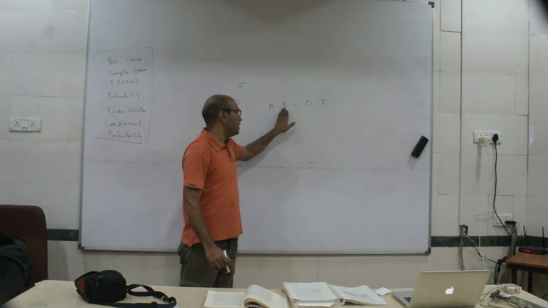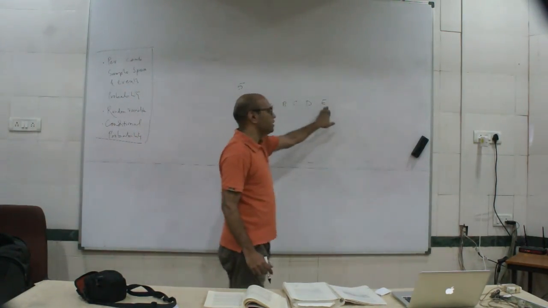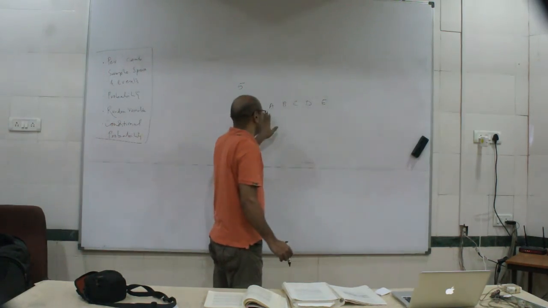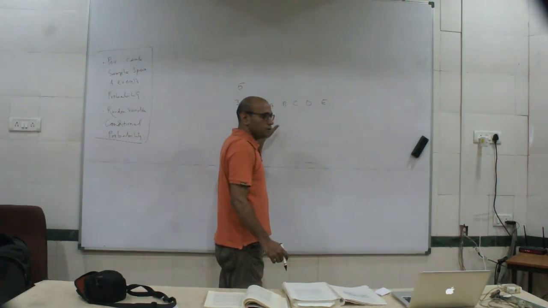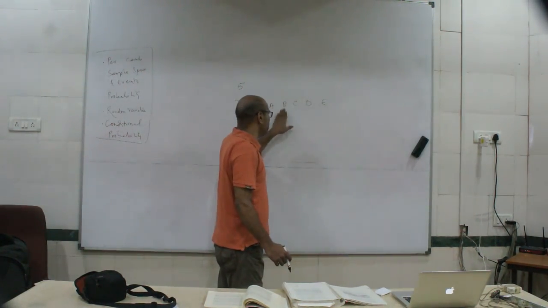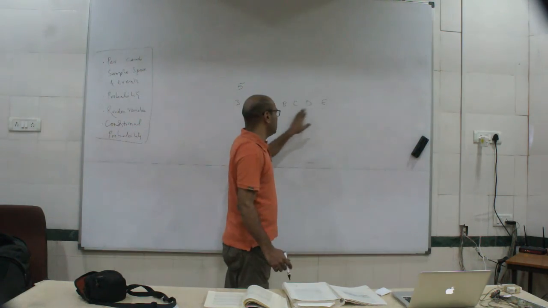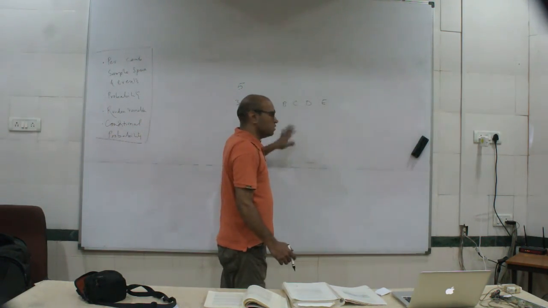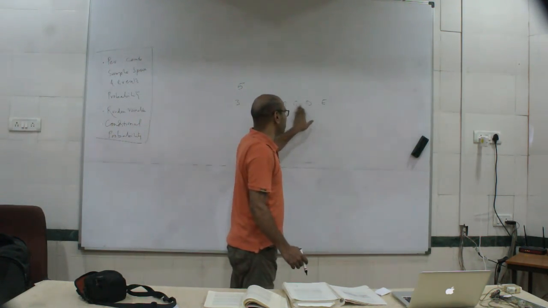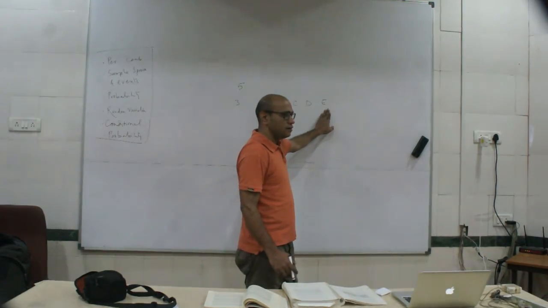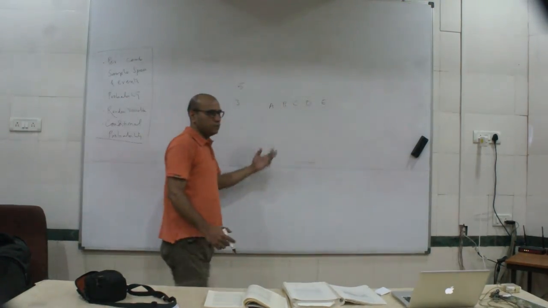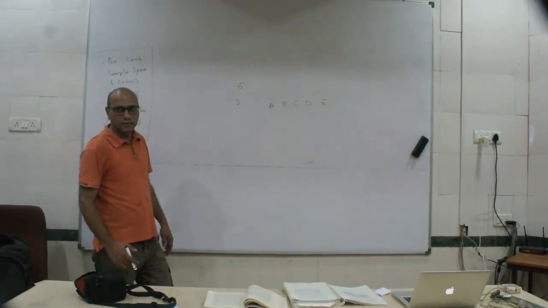I can take A, B, D. I can take A, B, E. I have done the four combinations of A. Then I can take B, C, D. I can take B, C, E. Right? So B is done. I can take C, D, E. Right? So these are the ways in which I can actually select these people.